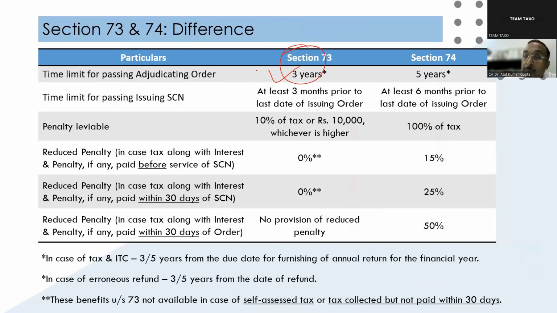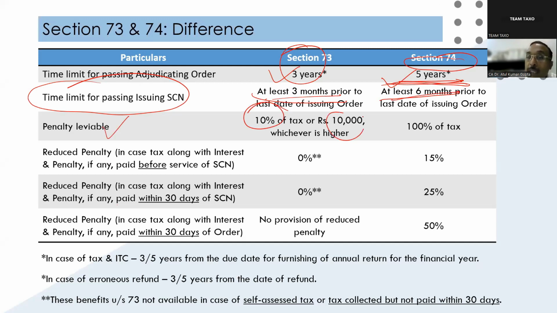But in case the department invokes section 74, then the period for which the demand can be created is 5 years. Then, in case of passing the order, the time limit for passing the order for the normal period is 3 months, but for the extended period it is 6 months. Penalty is 10% of the tax or 10,000, whichever is higher. But here you can have 100% of the penalty, the tax sought to be evaded.